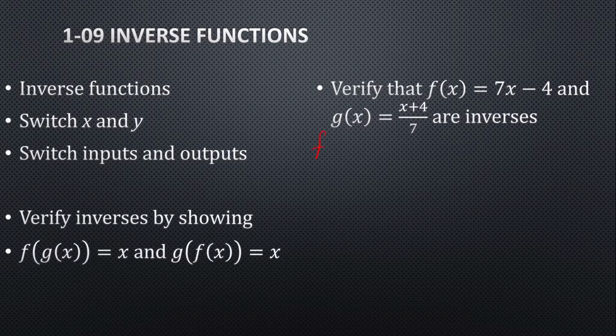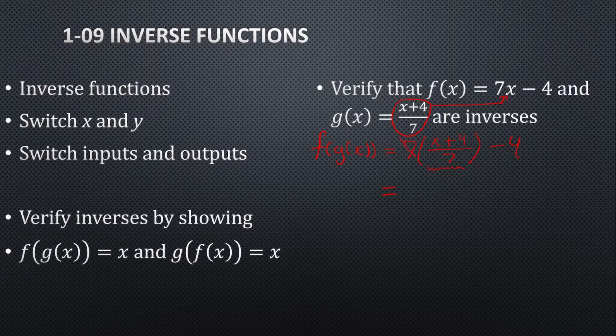So let's go the f composed with g route, I suppose. So I'm going to take function g, I'm going to plug it into function f. So it was 7x minus 4, but the x was replaced with function g. And now I have to simplify.